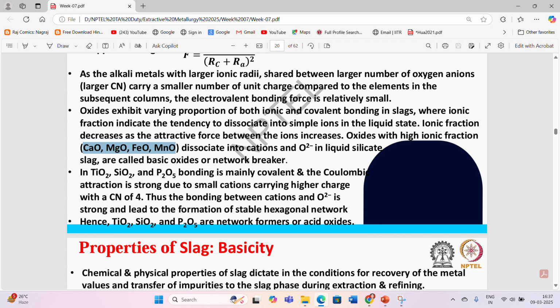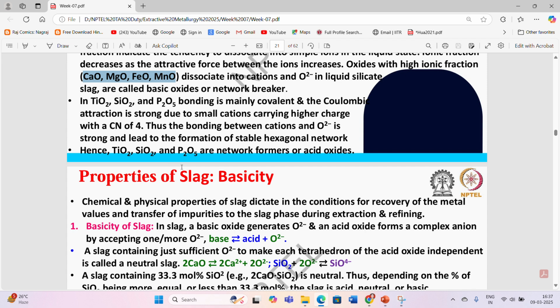In TiO2, SiO2, and P2O5, bonding is mainly covalent, and the Coulombic attraction is strong due to small cations carrying higher charge with a coordination number of 4. Thus, the bonding between cations and O2- is strong and leads to the formation of a stable network. Hence, TiO2, SiO2, and P2O5 are network formers or acid oxides, which help in creating a more stable slag network. At the same time, they also increase the viscosity of the slag material, and sometimes it works in a negative way during the whole smelting process.